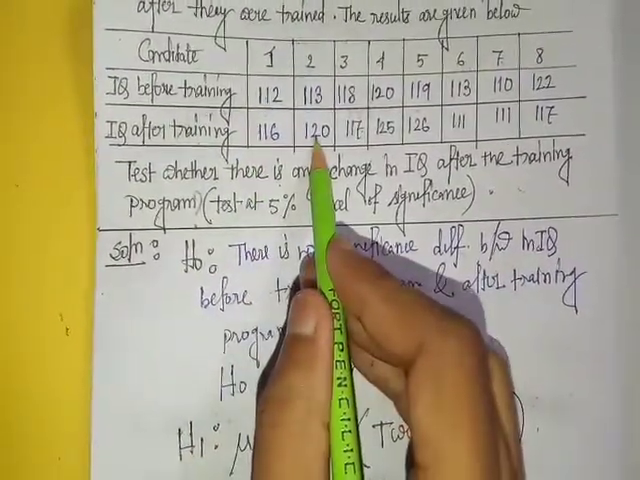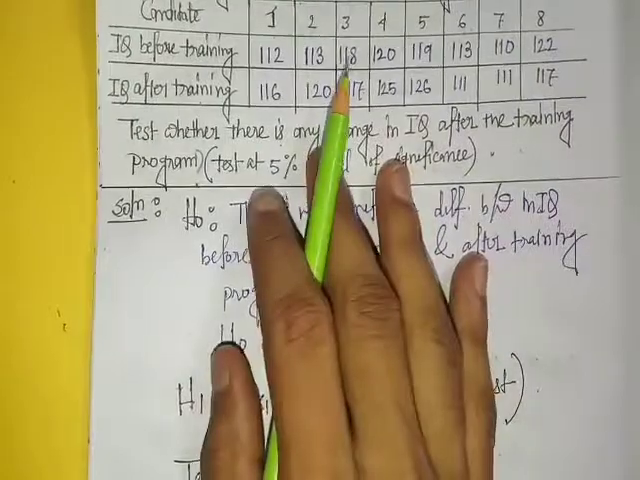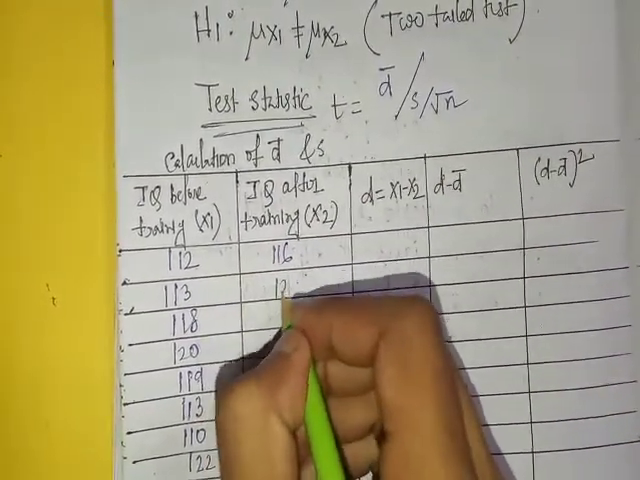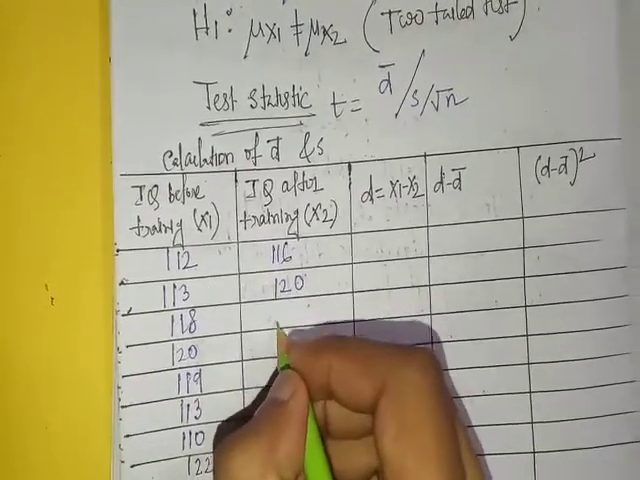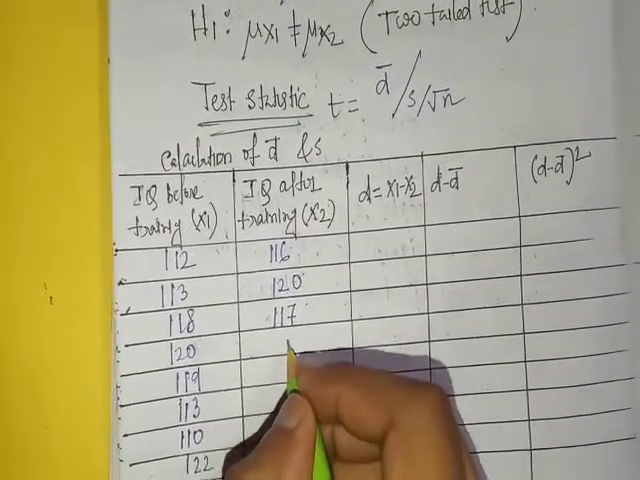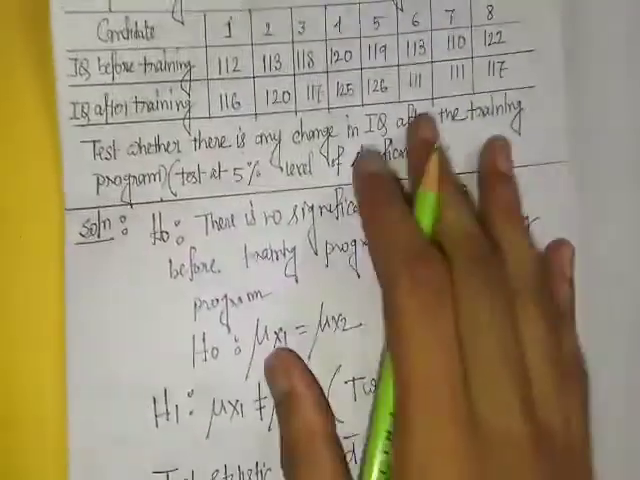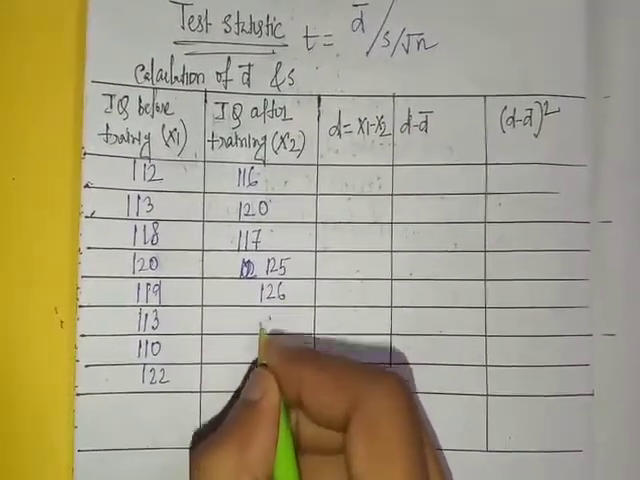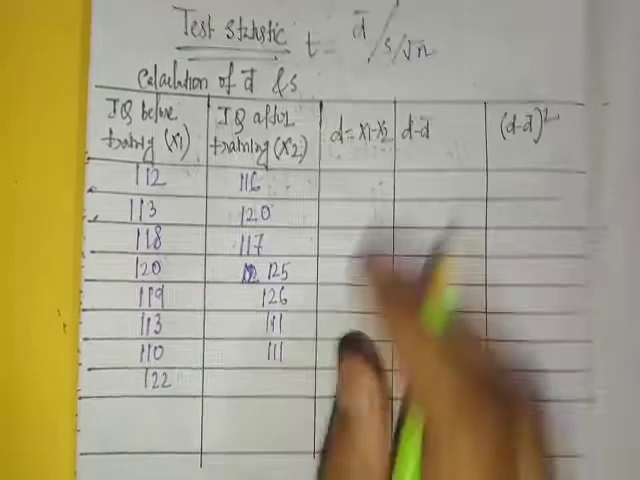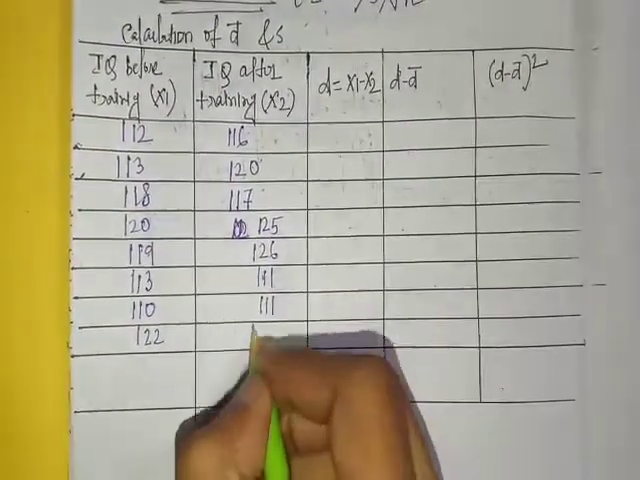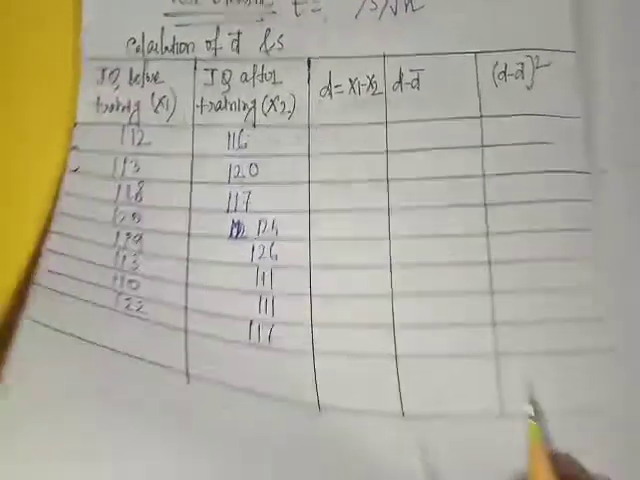Next, IQ after training. After putting these values we get 116, 120, 117, 125, 126, 111, 117.